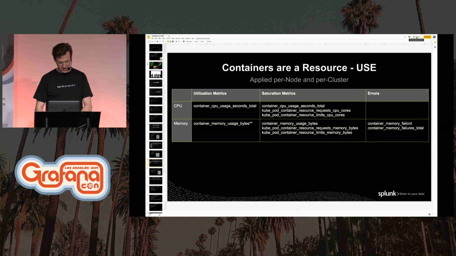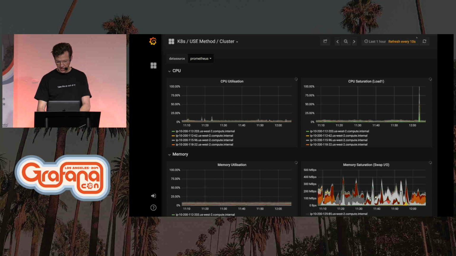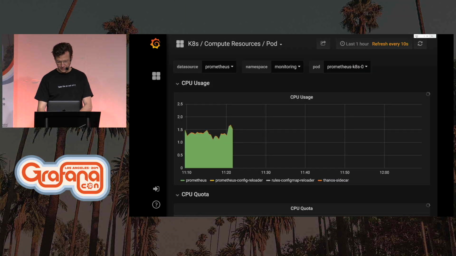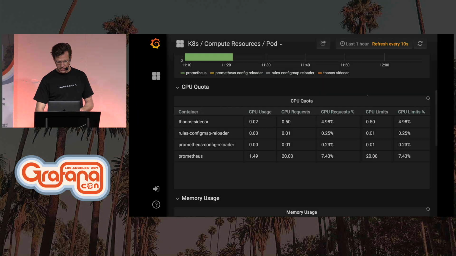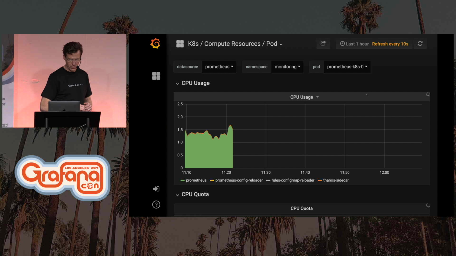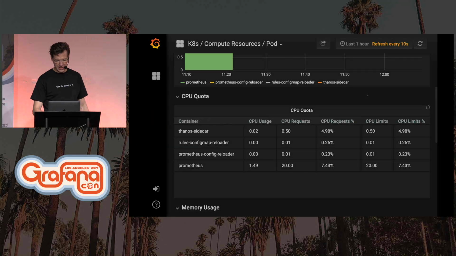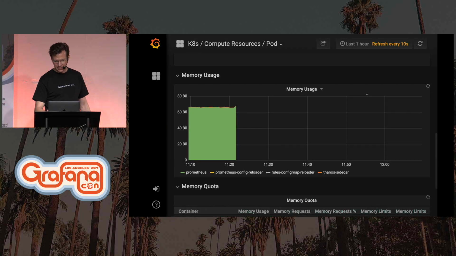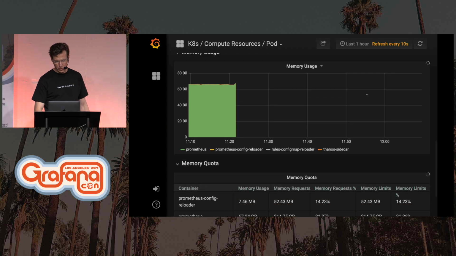So if we take a look at some of these dashboards for container level metrics, here is our running Prometheus with Thanos. So we've got CPU usage, and we can see the CPU usage seconds, the requests and limits that are set for any given container that's running in there. And likewise for memory, to be able to bring up all of these metrics for memory.